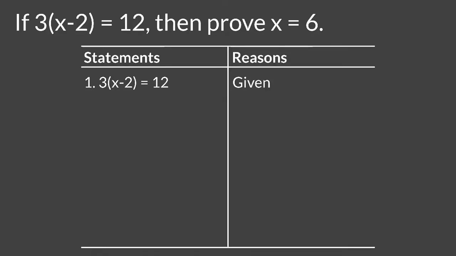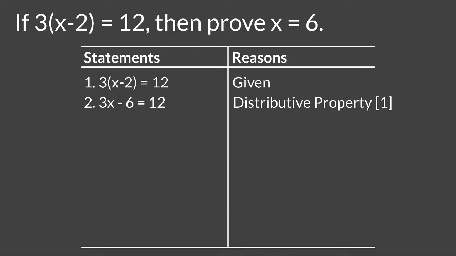Now, statement 2 can be made because statement 1 is justified. Statement 2 is 3x minus 6 is 12. This is true because the distributive property allows 3 be multiplied by x and by negative 2 in statement number 1. Next, statement 3 is true because reflexive property states any number is equal to itself.